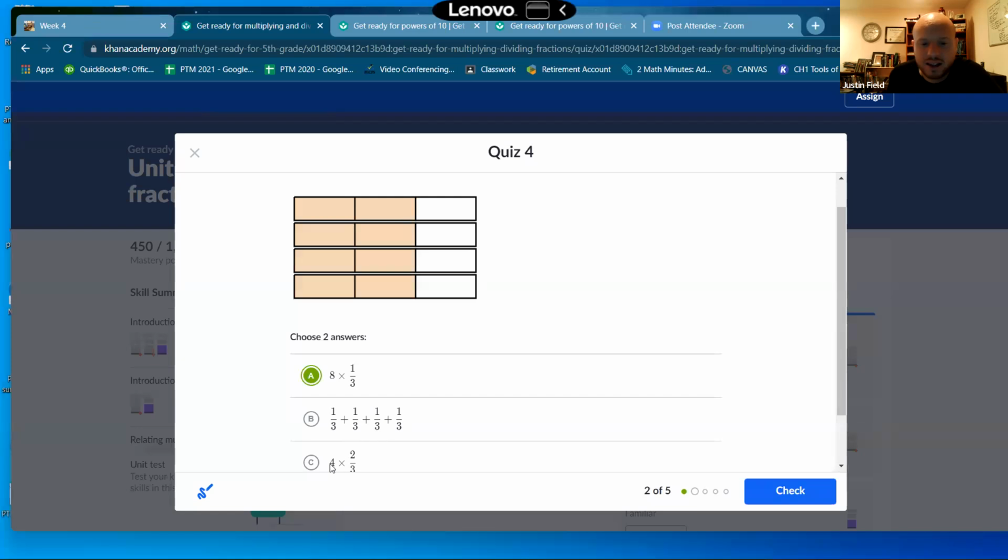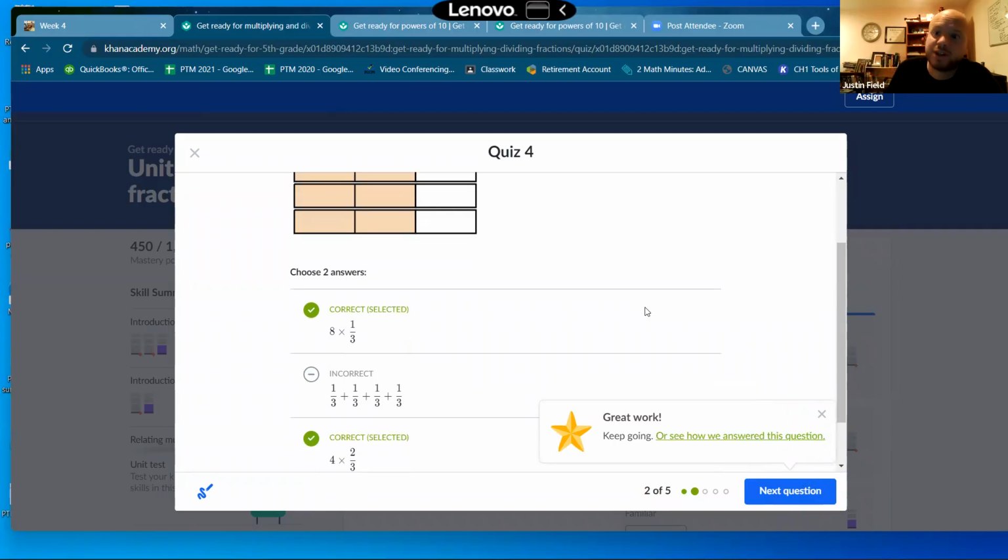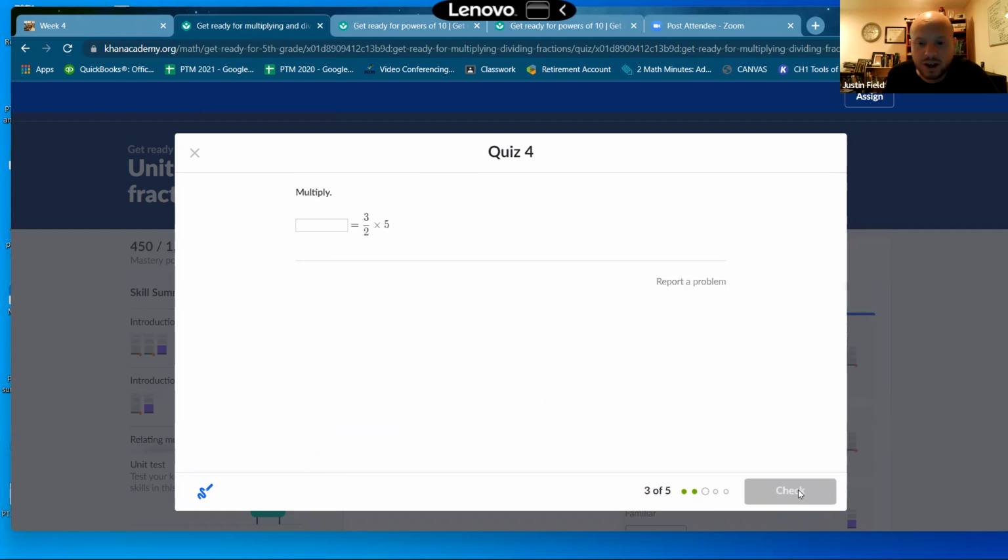But then, the C is the way that I'm thinking about it. I'm seeing 4 rows, and each row has 3, but 2 are shaded in. So that would be 2 out of 3, or 2/3. If you look across, you see the 2/3 shaded in each one, and there's 4 rows. So there you go. Now you know 8 times 1/3 is the same as 4 times 2/3. Okay, we're building our number sense.